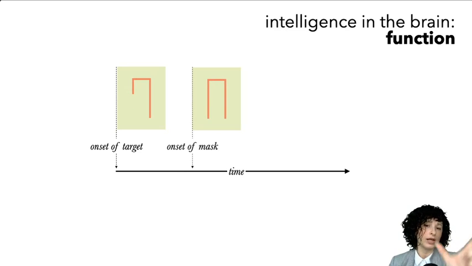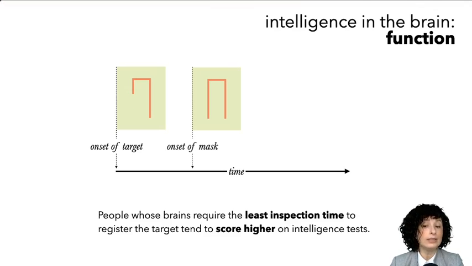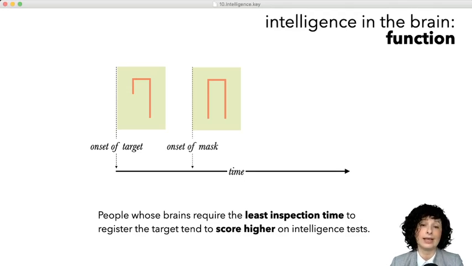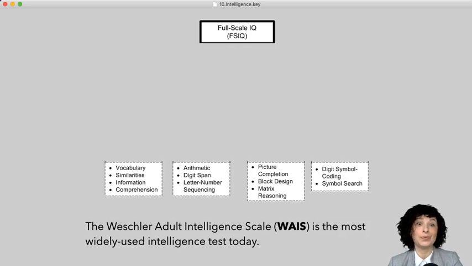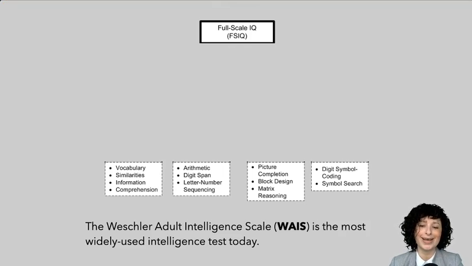The shorter that time span, and they're still capable of telling which side the target is longer on, the faster their perceptual processing and the faster their neural processing in turn. People whose brains require the least inspection time to register the target tend to score higher on intelligence tests. So this is a bit of a proxy, or it stands in the place of a much longer, more involved IQ test, which is what the Wechsler Adult Intelligence Scale is. It's the most widely used intelligence scale today.